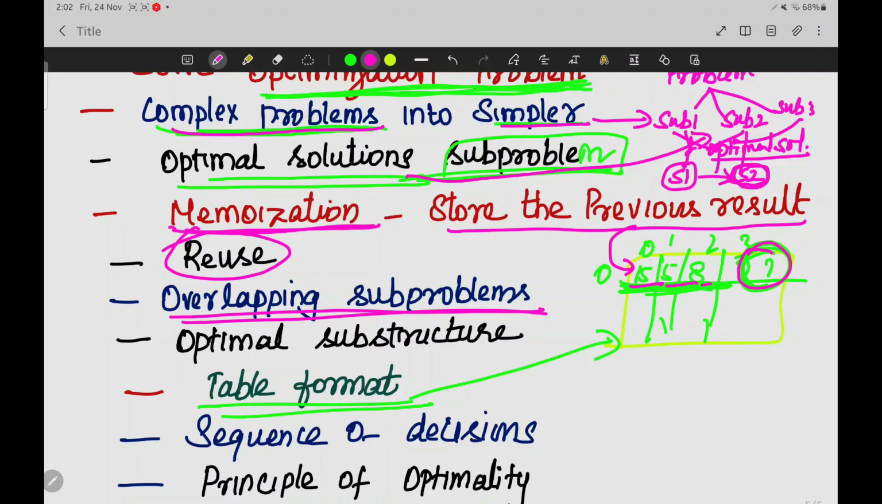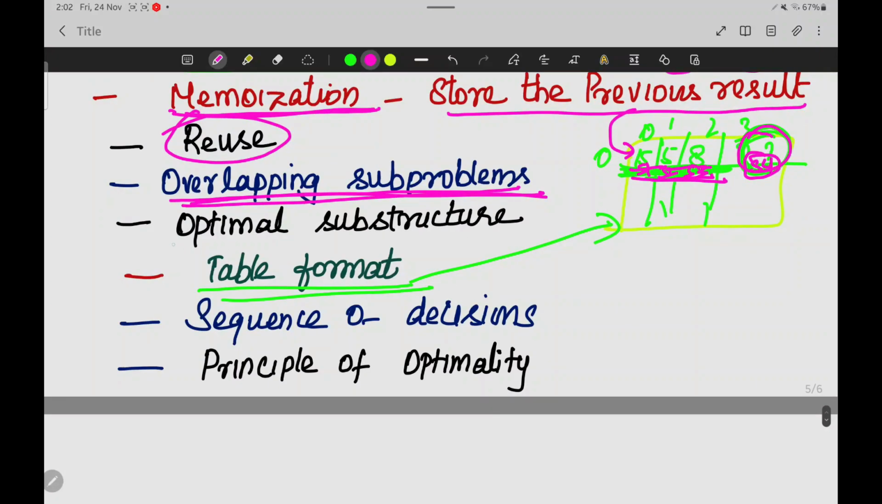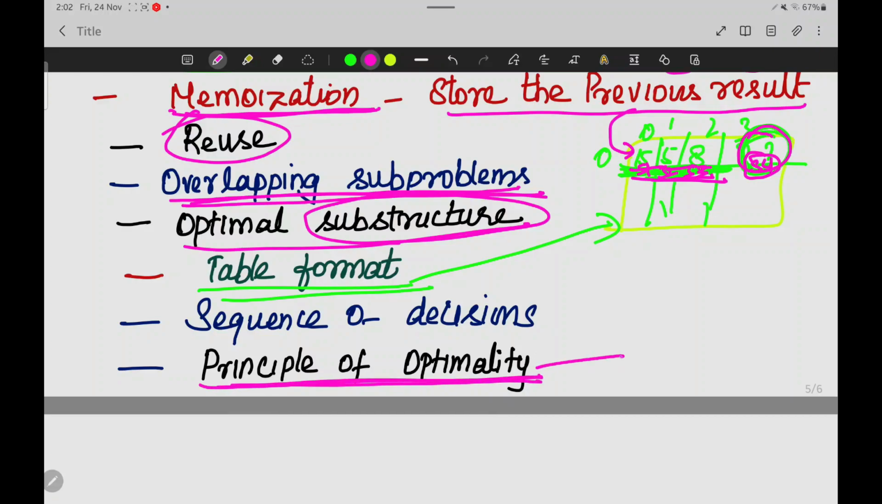Therefore, one solution is overlapped with another. This is solution 1, solution 2, solution 3, solution 4. We can achieve solution 4 through S1, S2, S3. So we are able to achieve the optimal solution through this optimal substructure. This kind of principle, by which we find the optimal solution, is said to be the principle of optimality.